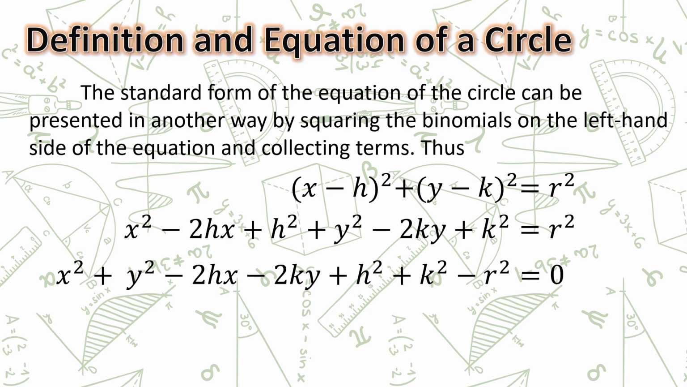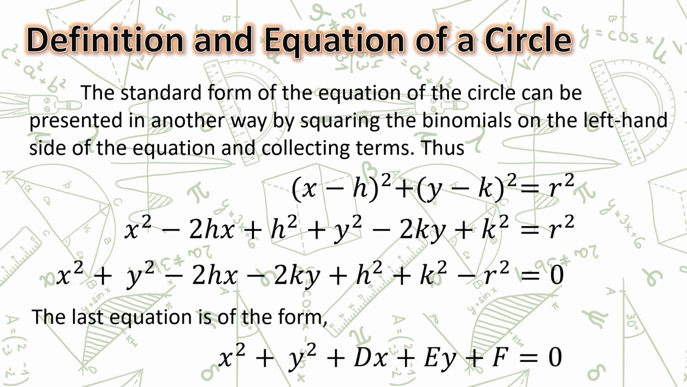The last equation is of the form x squared plus y squared plus dx plus ey plus f equals 0. This is called the general form of the equation of a circle. Conversely, an equation of the form x squared plus y squared plus dx plus ey plus f equals 0 can be reduced to the center-radius form or the standard form by the simple use of completing the squares in the x terms and the y terms.